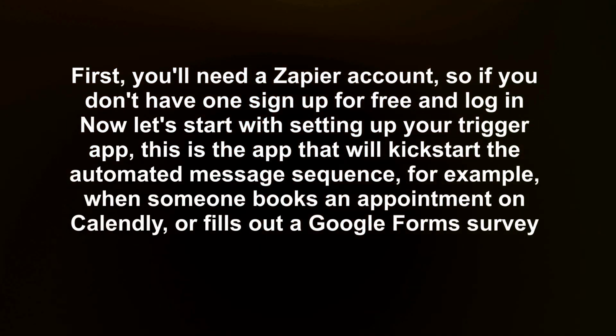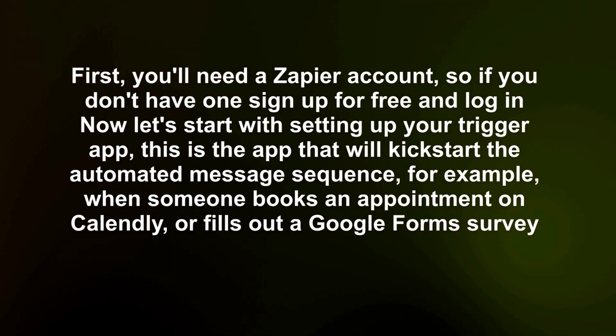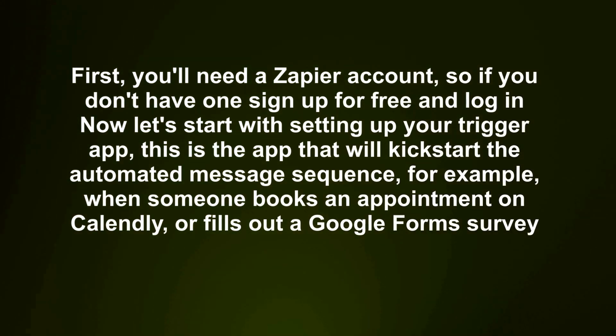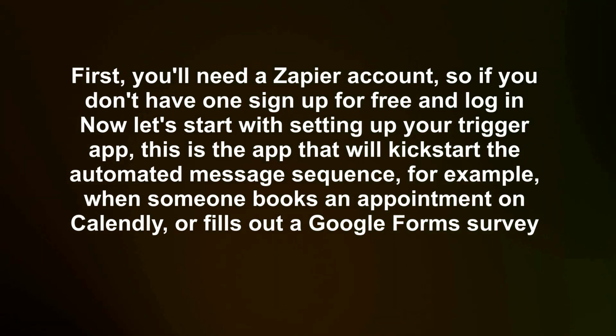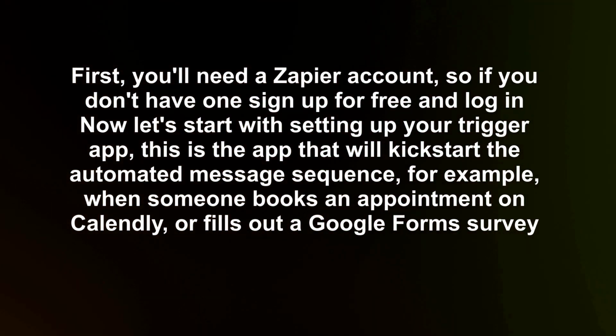First, you'll need a Zapier account. So if you don't have one, sign up for free and log in now. Let's start with setting up your Trigger app. This is the app that will kickstart the automated message sequence. For example, when someone books an appointment on Calendly or fills out a Google Forms survey.